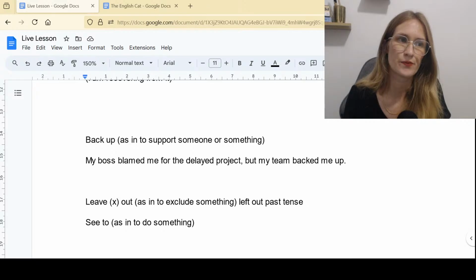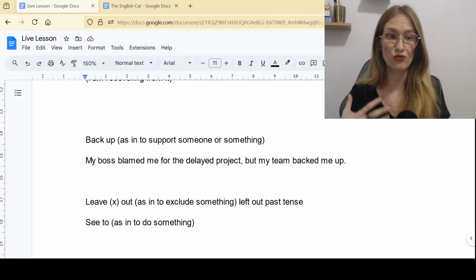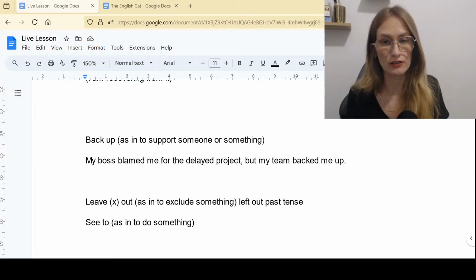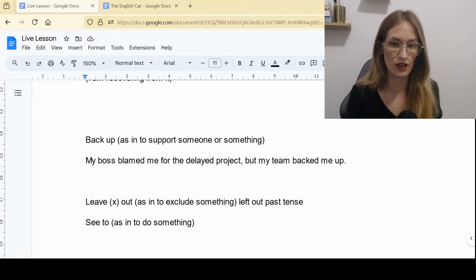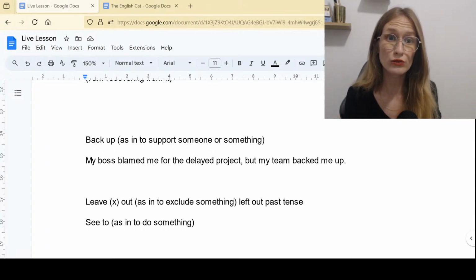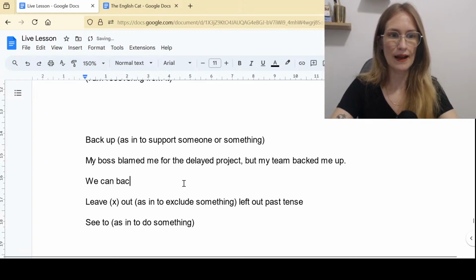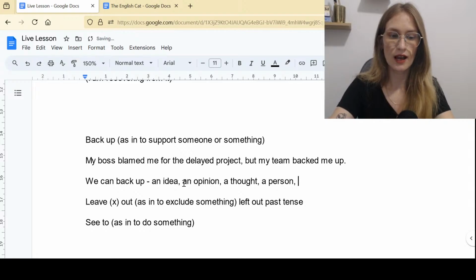Let's say my child does something wrong at school and I go to the teacher and actually I back up my child, means I support my child. I don't agree with the teacher. I actually think my child is in the right. Or you're being blamed for something, being told off for something, and somebody backs you up. It means supports you. They support what you are doing, what you have said, so we can back up an idea, an opinion, a thought, a person, a situation.